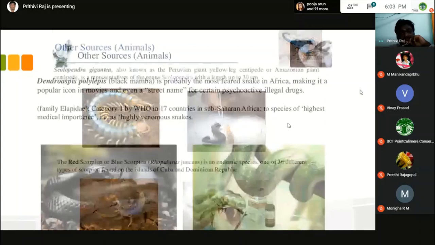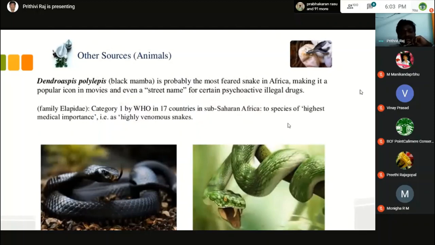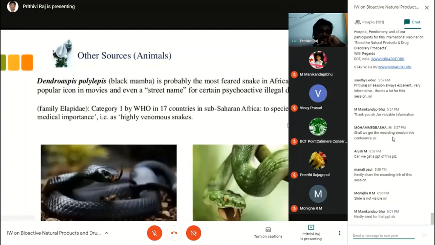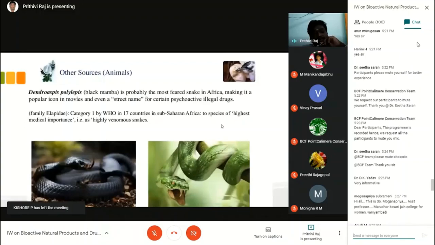What are the animals? We all know snake, right? This is one particular snake in Africa, the black mamba, which contains so many bioactive compounds. You all know that snake venom contains so many active peptides and active proteins. It is used for highly curable treatments, for example as a painkiller, and also for skin diseases. I think our Indian snake, the naga, the cobra, also contains so much venom, and it is used as an anti-cancer agent.